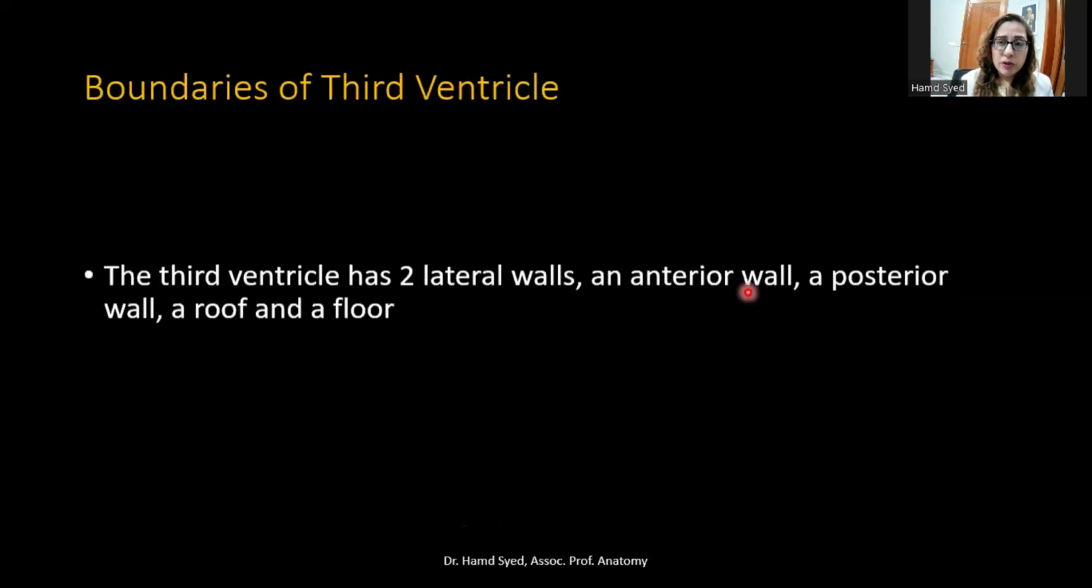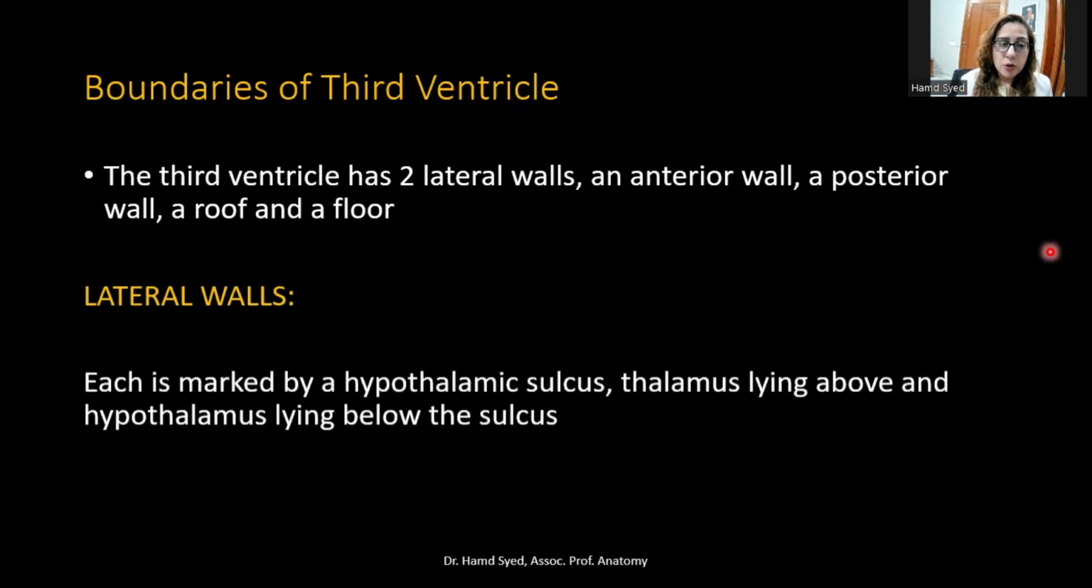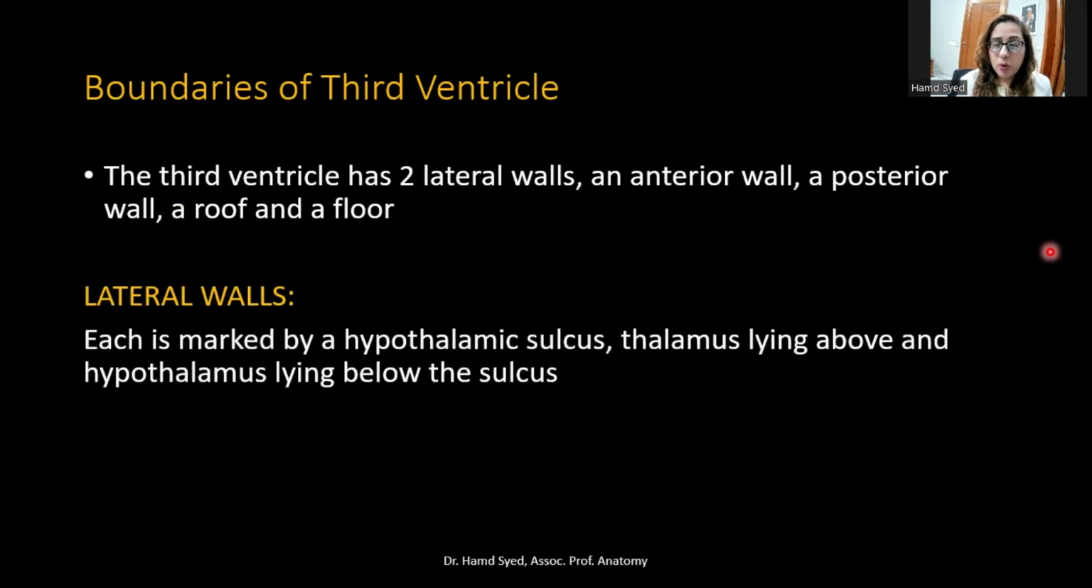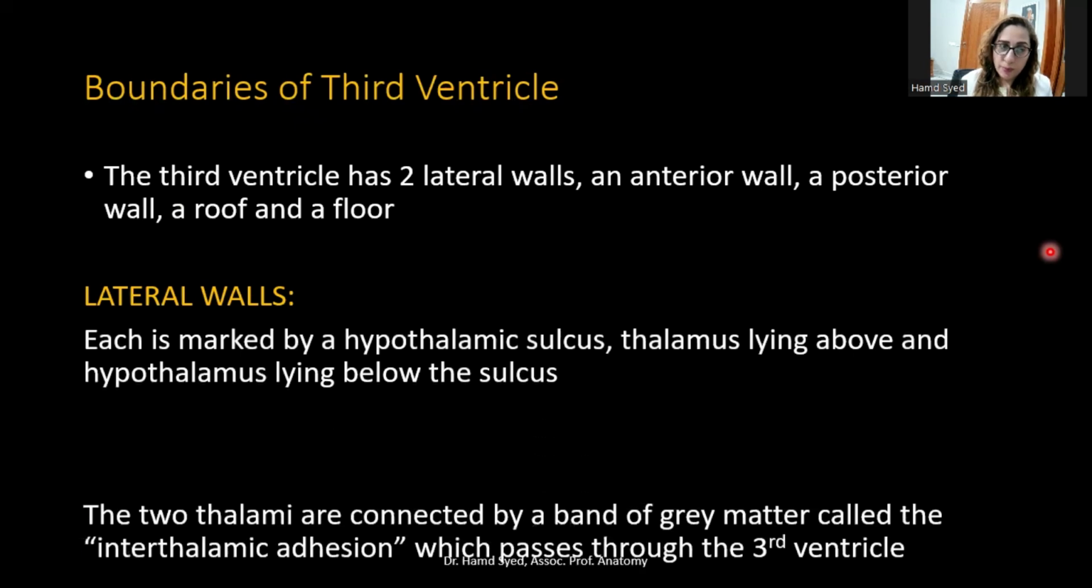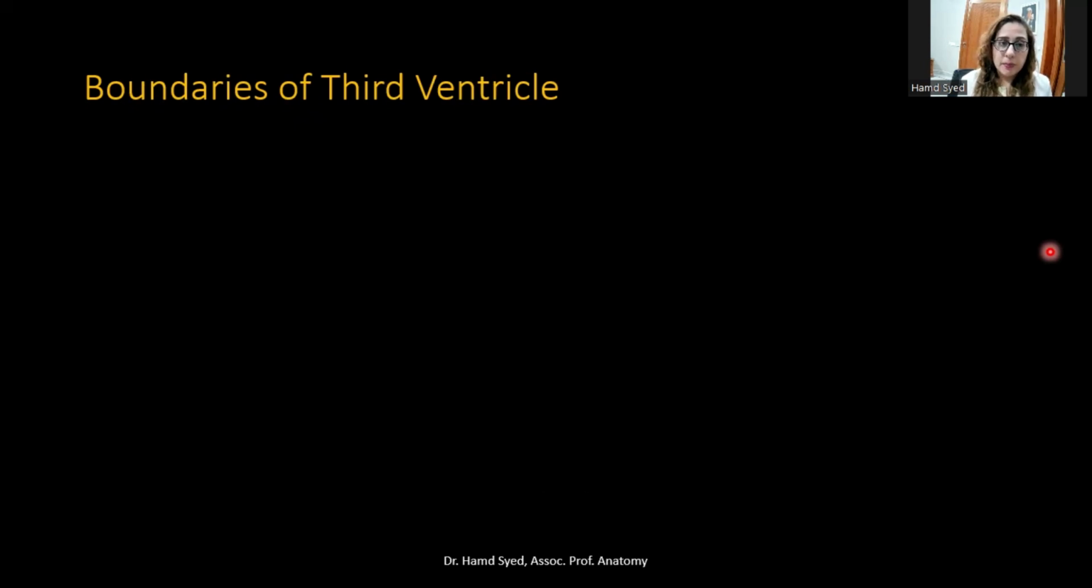Now, what are the boundaries of the third ventricle? This has two lateral walls, an anterior wall, a posterior wall, a roof, and a floor. The lateral walls, each lateral wall is marked by a hypothalamic sulcus. The thalamus lies above this sulcus, whereas hypothalamus lies below it. And these two thalami, remember, are communicating with each other through an interthalamic adhesion, which passes through the third ventricle.